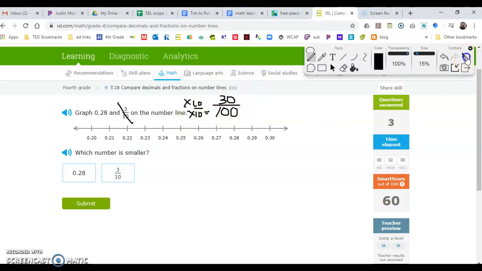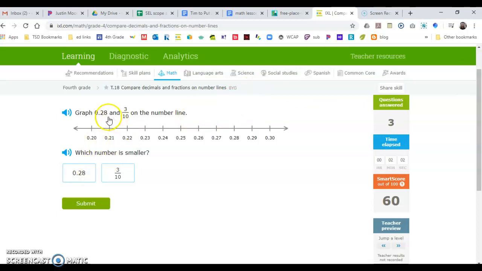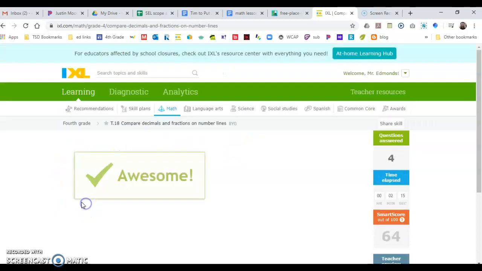So looking at our number line here, 28 hundredths is right here, found that. And looking at the number line, 3/10 is right here. 30 hundredths, 3/10, same amount. Now which number is smaller? 28 hundredths is smaller. Okay?